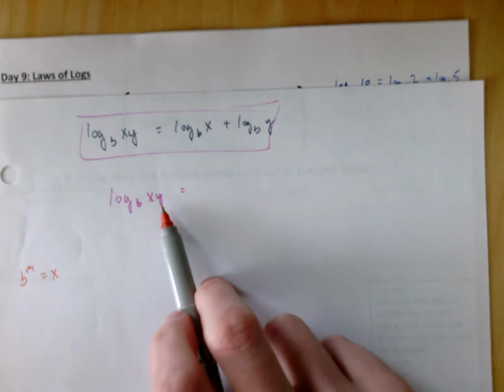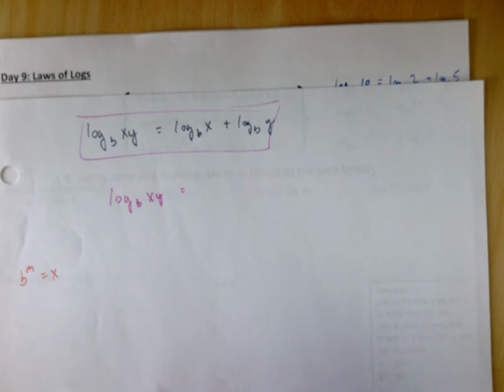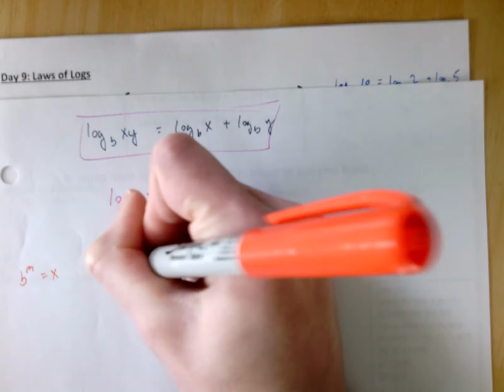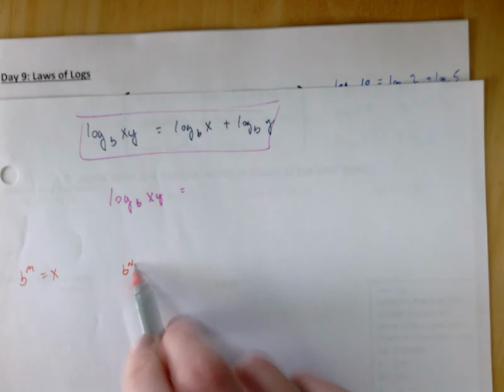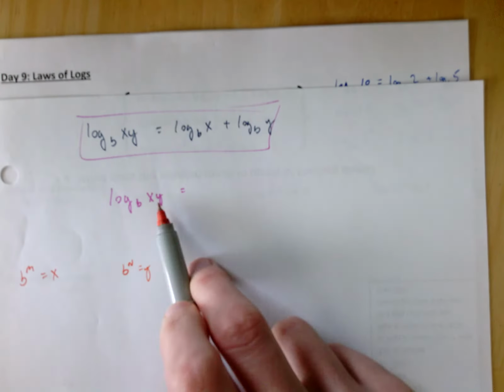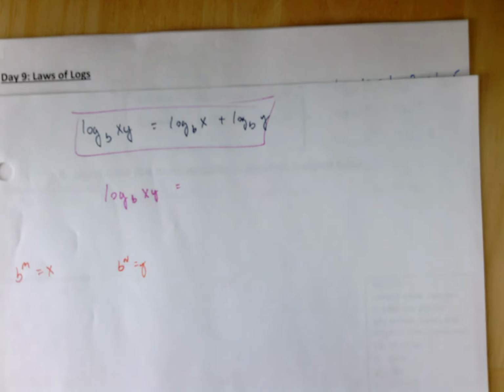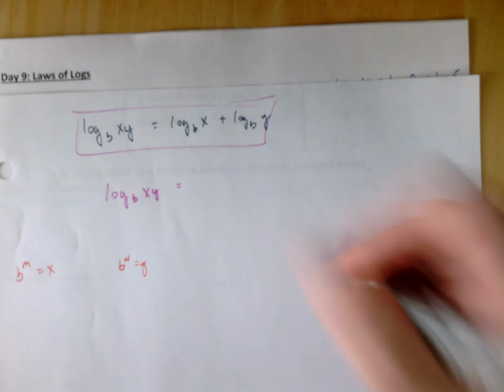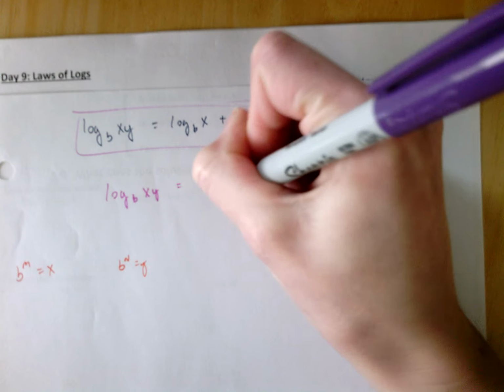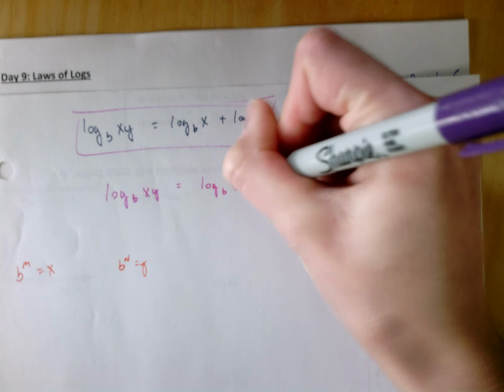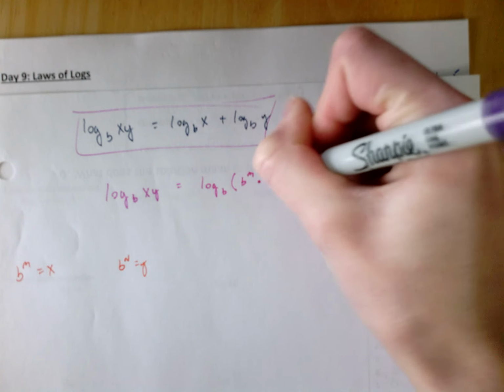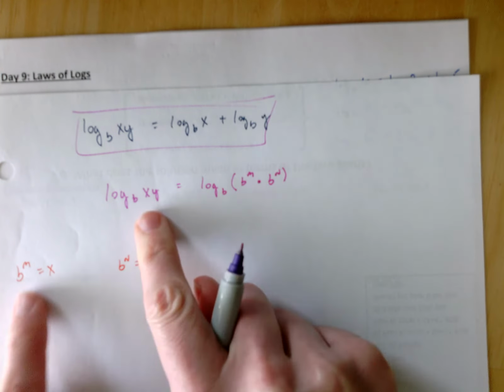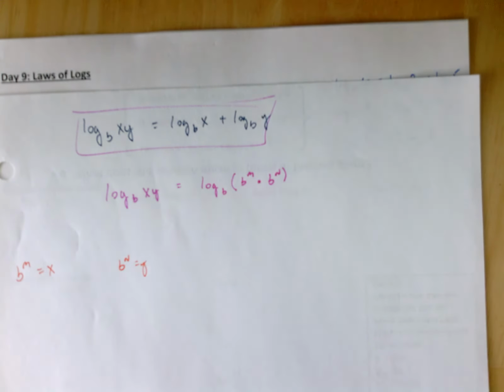Similarly with y, I'm going to do the same thing. There is some number, I'll call it n, that when I raise b to that power, it's going to equal whatever number y is. That's just a thing that exists. So we're going to make those definitions, and using that, I am going to rewrite this as log base b of b to the m times b to the n. I'm substituting this guy in for x and that guy in for y.